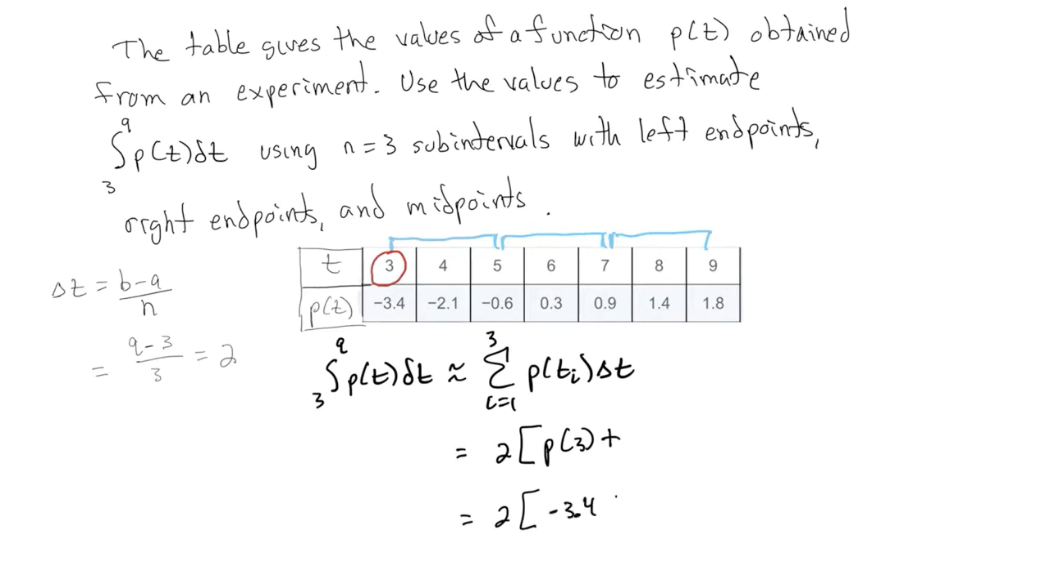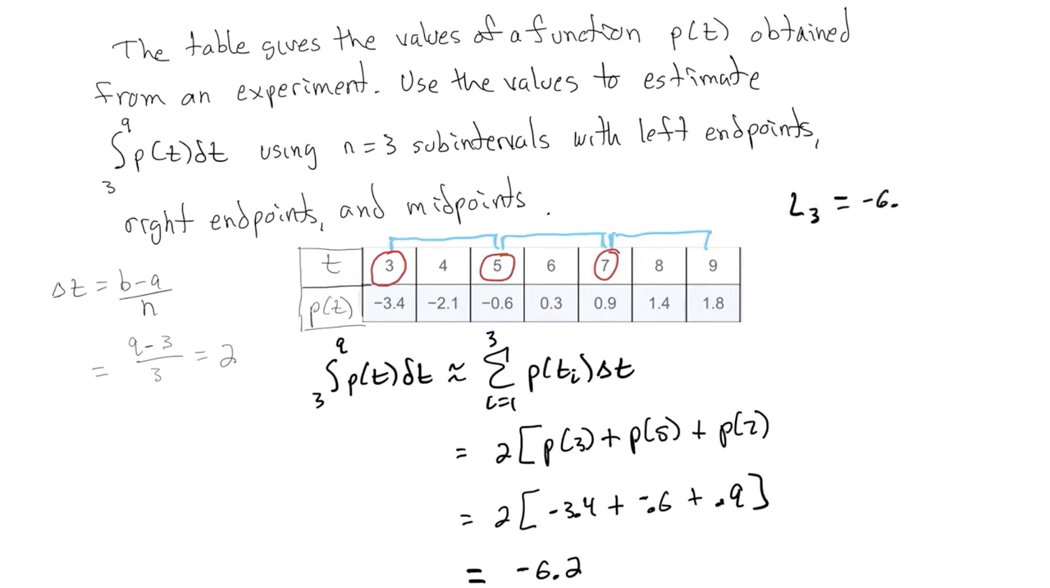That's negative 3.4. And then for my next rectangle, I'm looking at t equals 5. So I have p at 5, and based on that table, that's negative 0.6. And then my last rectangle, I have t equals 7 to 9, right? So I have p at 7, and that is equal to 0.9. Taking out my calculator and crunching all of that, I get negative 6.2. So I'm going to write over here that my left endpoint with 3 subdivisions is equal to negative 6.2.